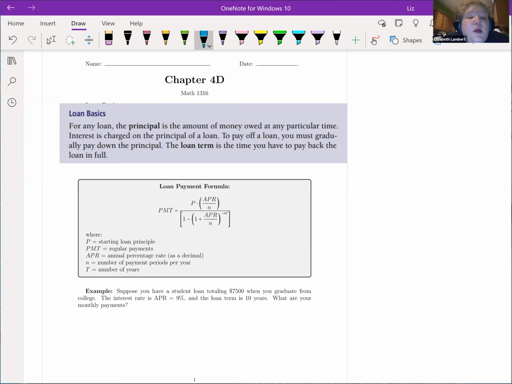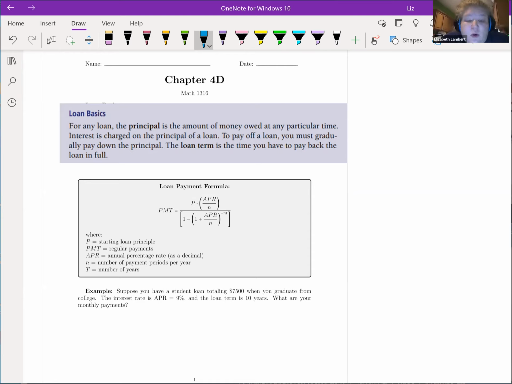All right. So for any loan, the principal, and it is spelled that way, is the amount of money owed at any particular time. Interest is charged on the principal of the loan. To pay off a loan, you must gradually pay down the principal. The loan term is the time you have to pay back the loan in full.